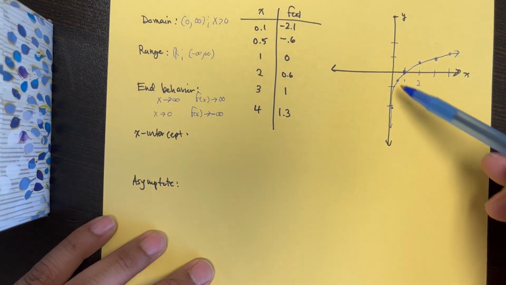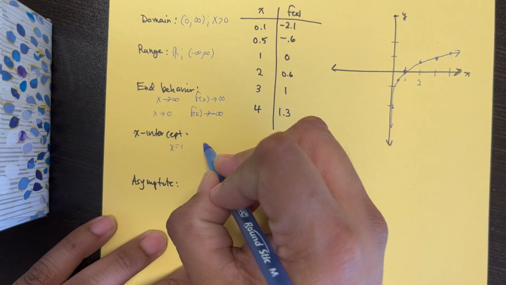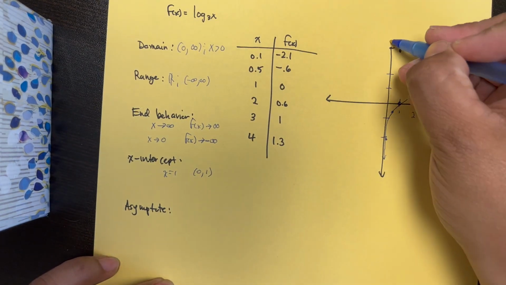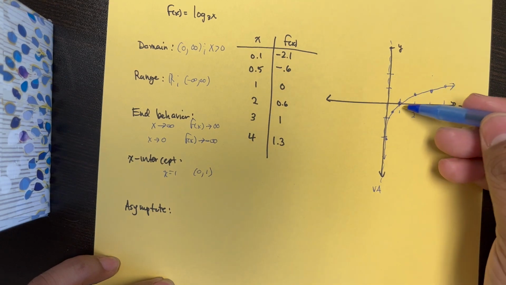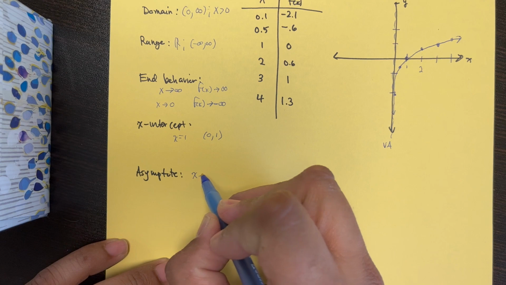Our x-intercept is going to be the same as the other one. It's going to cross at x equals 1, or (1, 0). And then our asymptote is going to be this imaginary line that we have here. So this is your vertical asymptote. It gets closer and closer to that line, and the equation to that one is x equals 0.